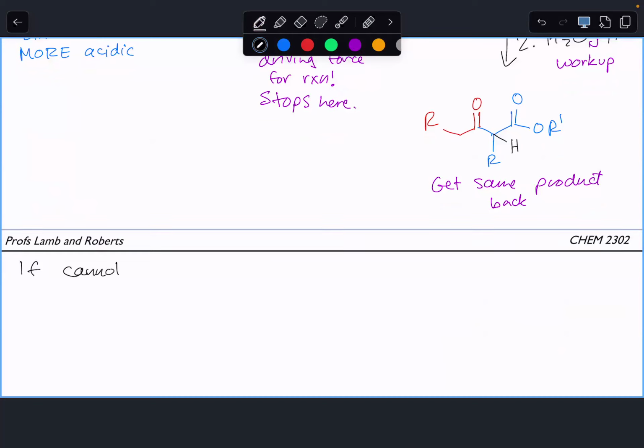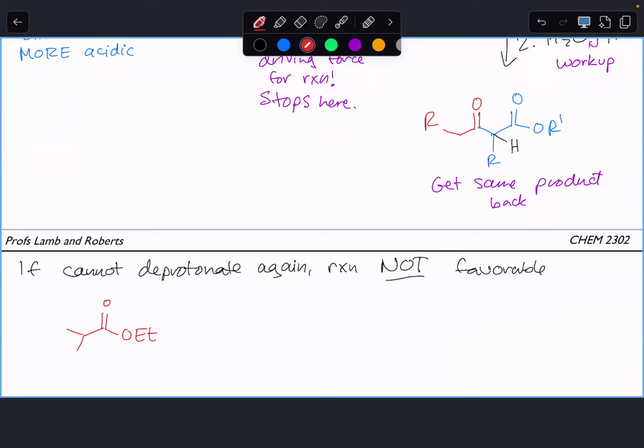So if you cannot deprotonate again, the reaction is not favorable. So let's look at an example like this. Okay. So in this case, I would use sodium ethoxide, right? I'm always going to check to make sure that my base matches my ester. Okay, and then the product we get, I'm going to replace my electrophile's X group with the nucleophile at the alpha position.